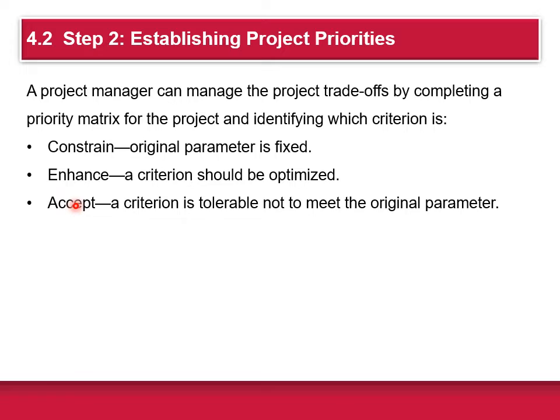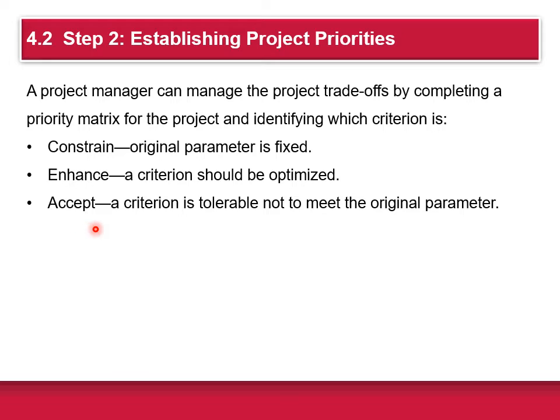So each of these terms means something special. Constrained means that the parameter is fixed. For example, the project must meet the completion date, specifications and scope, or budget. Enhanced means that the criterion should be optimized. So given the scope of the project, which criterion should be optimized? For example, in the case of time and cost, this usually means taking advantage of opportunities to either reduce costs or shorten the schedule. On the other hand, with regard to performance, enhancing performance means adding value to the project.